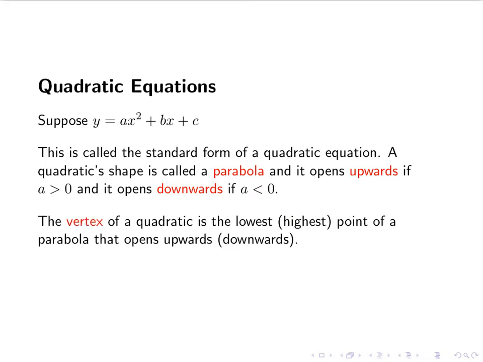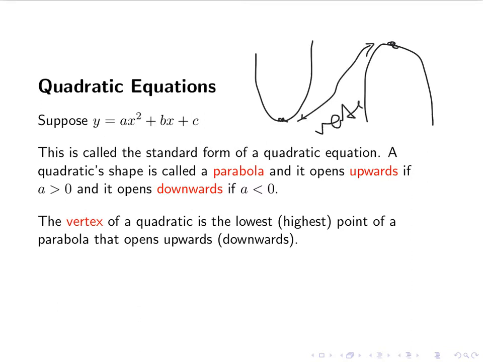The vertex of the quadratic is the lowest or the highest point of the parabola that opens upwards or downwards. So again, if I have an upwards opening parabola, then the vertex is the lowest point. And if I have a downwards facing parabola, the vertex is the highest point. In either case, those are the vertex. Plural vertices, so those are the vertices. Each parabola has a single vertex.